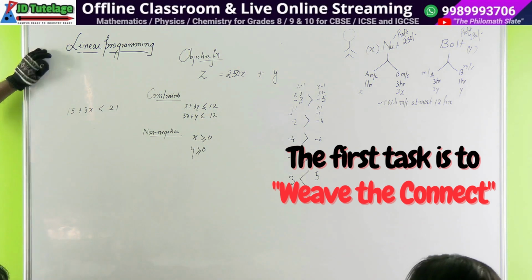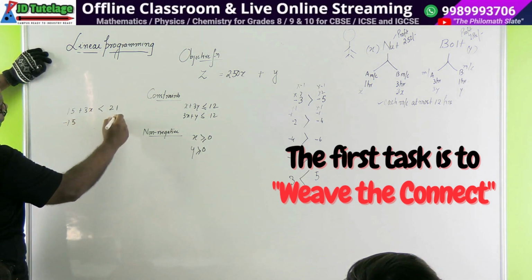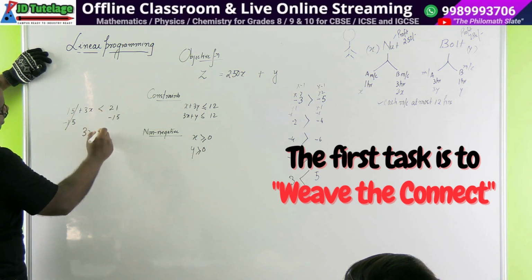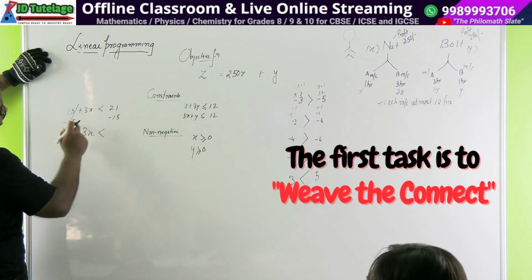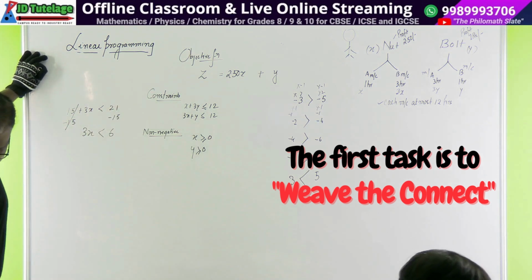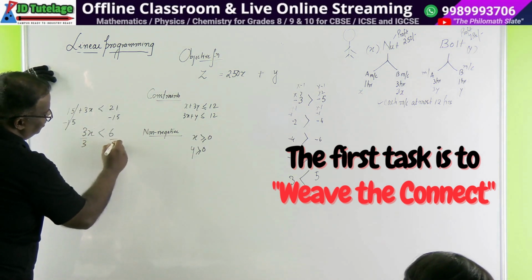So we need to have the variables on one side. So take away 15 from here and take away 15 from here. This cancels off. We have 3x. Retain the same sign because you are subtracting the same number from both sides, and this gives you 6. Have you understood? You need to have the x on this side. So divide this by 3 and divide this by 3.